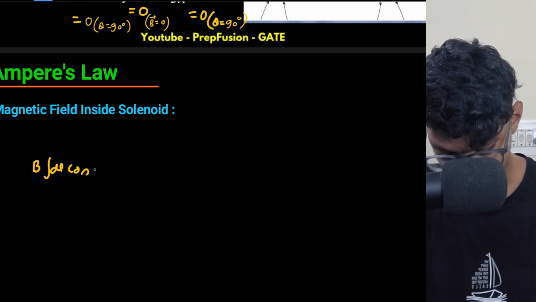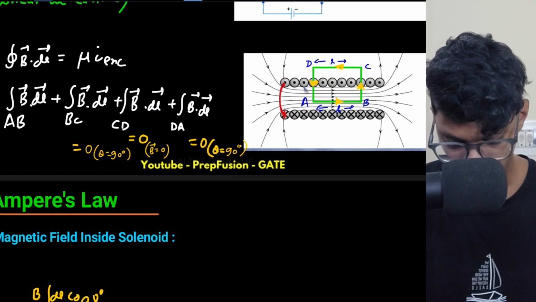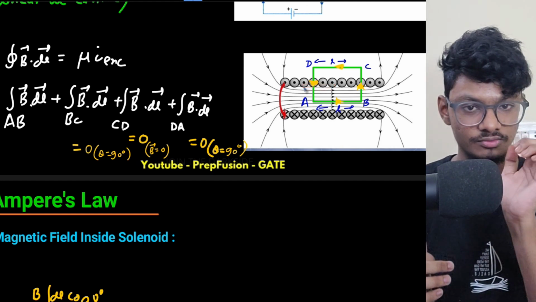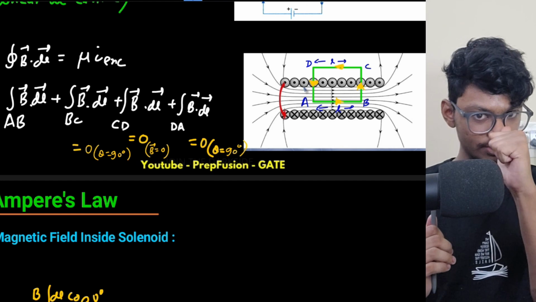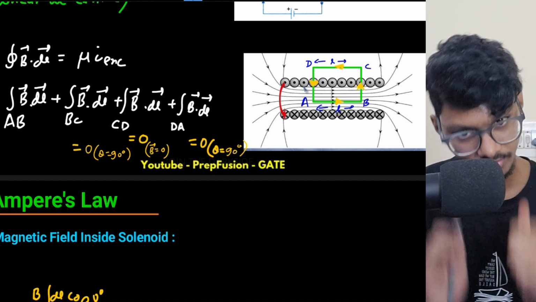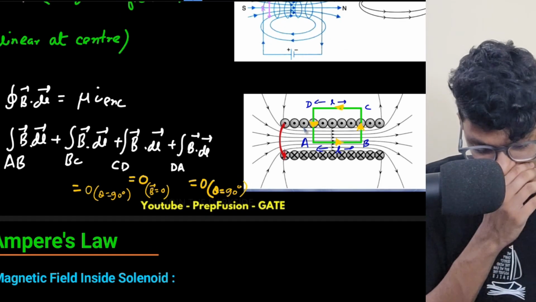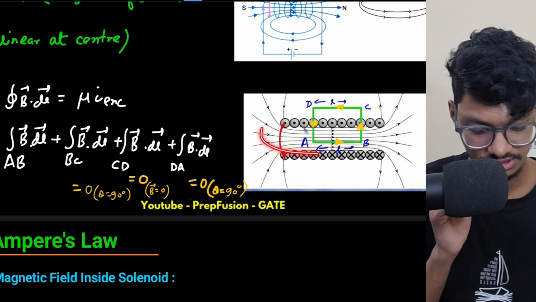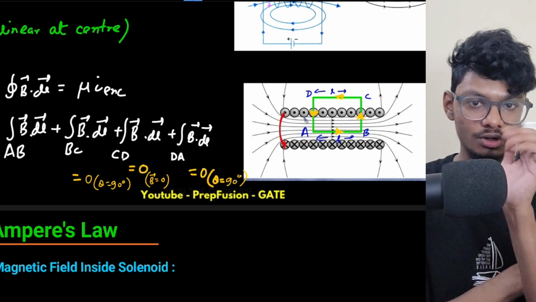Now what is the I enclosed? This is coming towards me, and what does the Amperian loop tell me? The Amperian loop also tells me the positive direction is coming towards me, so this will be positive. If I just choose this whole thing as the Amperian loop, what is the total current that comes towards me?